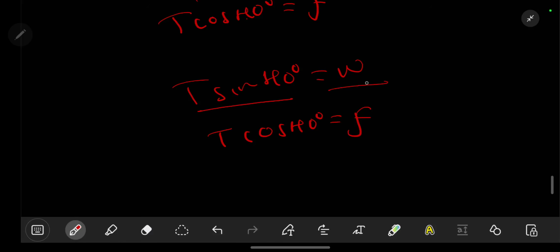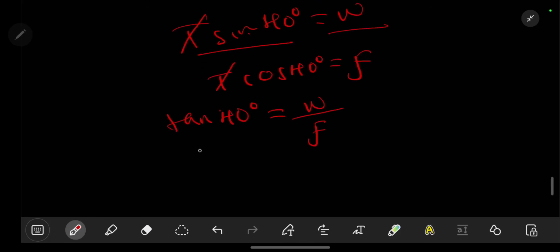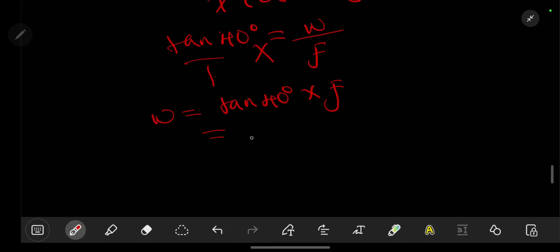If we divide these, the T will cancel. Sine divided by cos will be our tan of 40 degrees, which should be equal to the weight over the frictional force. So let's cross multiply to make W the subject of the formula. W should be equal to the tan of 40 degrees times the frictional force. We have been told that the frictional force is equal to 15.